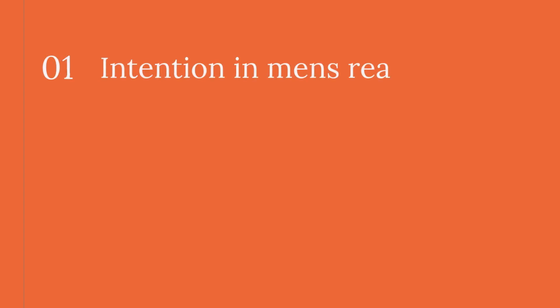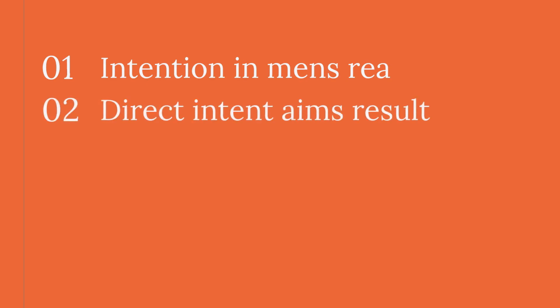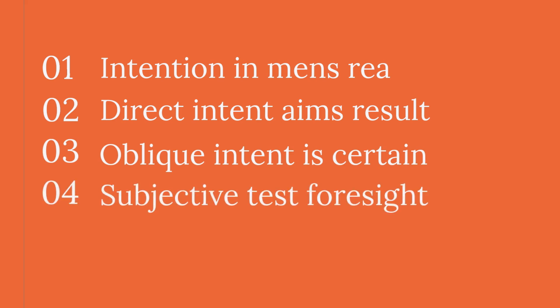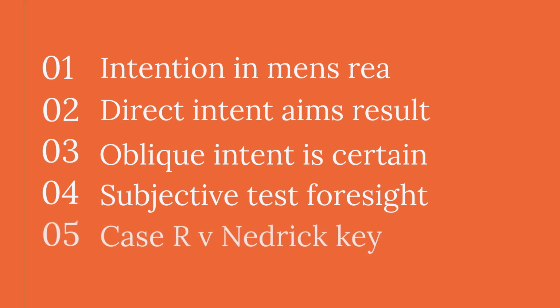Intention is the highest degree of fault in mens rea. Direct intent exists when a defendant aims to bring about a specific result. Oblique intent covers outcomes foreseen as virtually certain. The subjective test assesses the defendant's foresight of the result. Case R. v. Nedrick is a key reference.